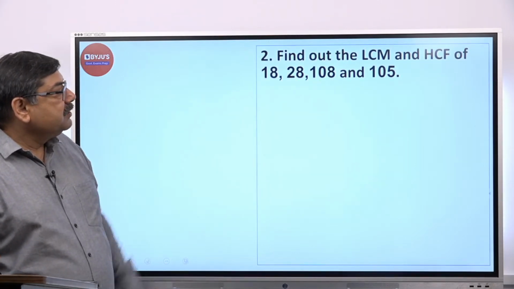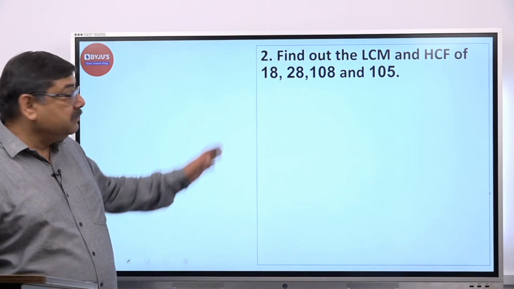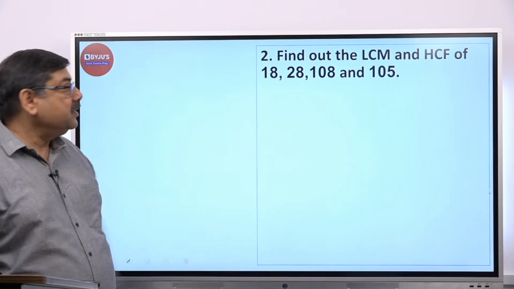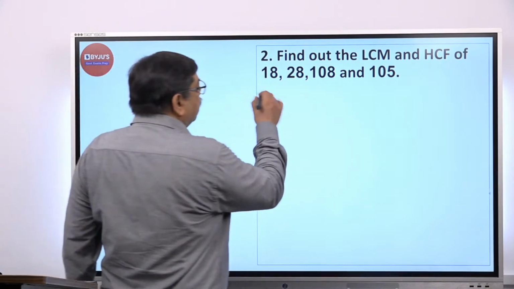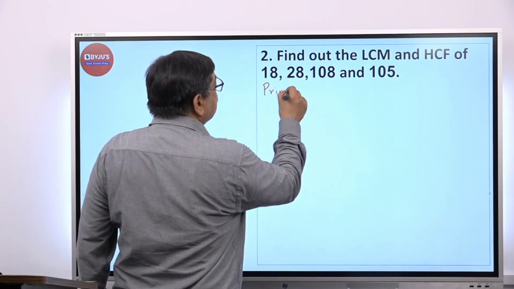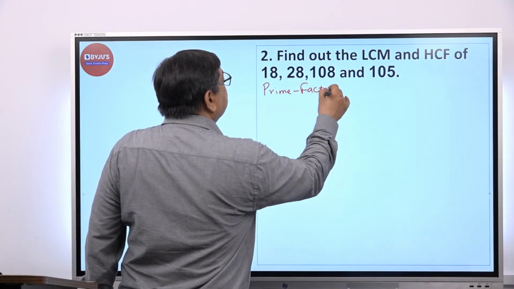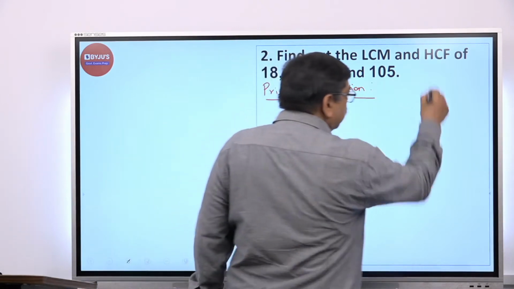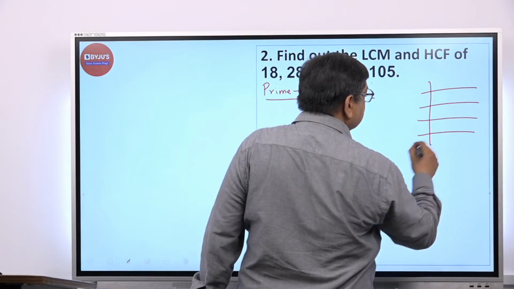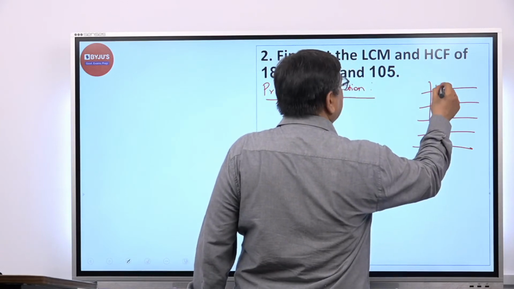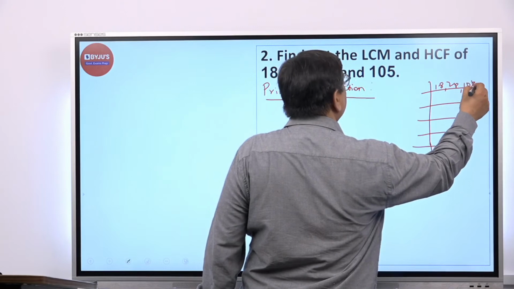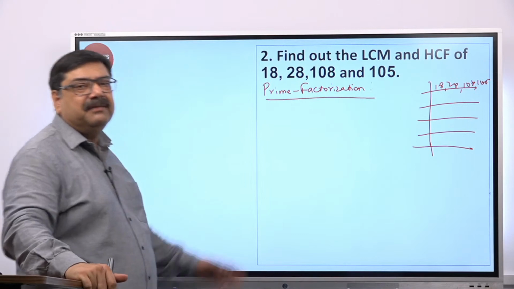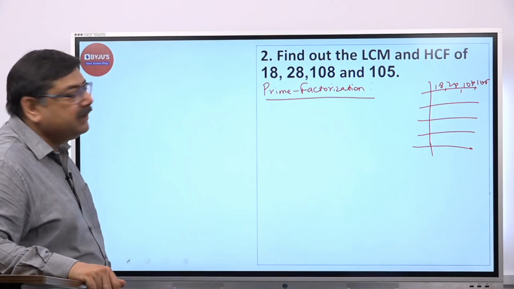Alright, now these numbers. Now you have 4 such numbers, see 18, 28, 108, 105. So it makes sense if at all you prime factorize them. This is called prime factorization. If you remember, you used to find out the LCM like this. Some of you still prefer this, 18, 28, 108, 105. Again, very obsolete kind of a method actually. It's a very general, conventional method.